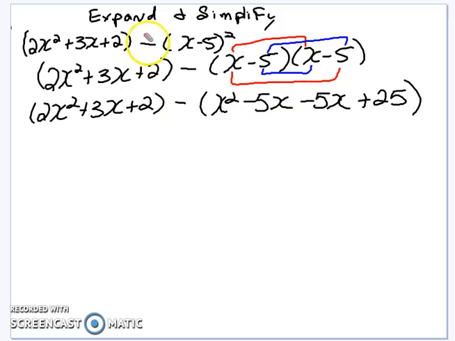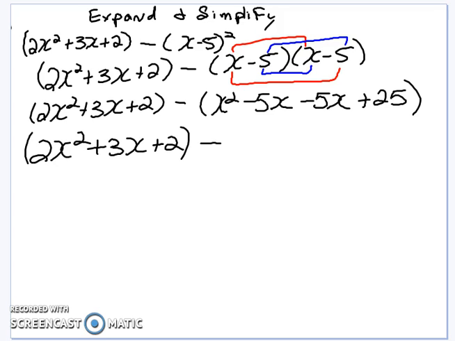I do have to do one more step before I simplify, though, and that's this negative 5x, negative 5x. Those two terms, I can simplify inside the bracket first. So I write down 2x squared plus 3x plus 2, or write down the negative, and then I simplify. Negative 5 plus negative 5, or negative 5 minus 5, however you want to look at it, is negative 10x. The two negatives combining to be a bigger negative.